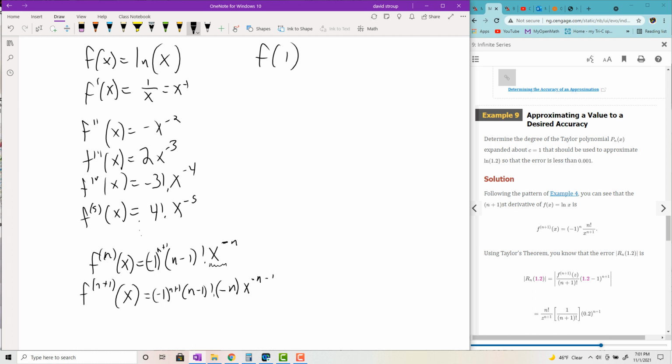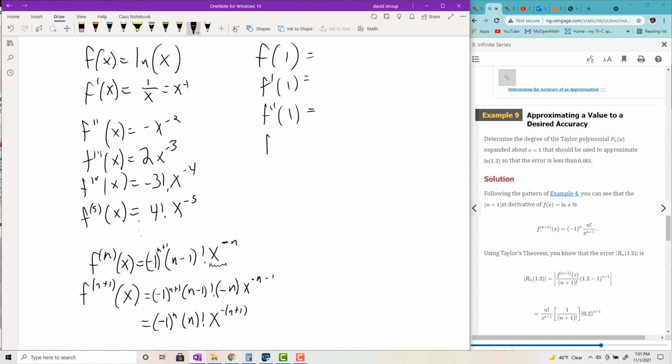And we could rewrite this a little bit. We would have a negative from the negative n. That's going to give us negative 1 to the n plus 2, which is the same as negative 1 to the n, I believe. Then you're going to get n factorial, because n times n minus 1 factorial is just n factorial. And then you get x to the negative n plus 1 if you factor out the negative. Let me make sure that's right. Yeah, looks right.